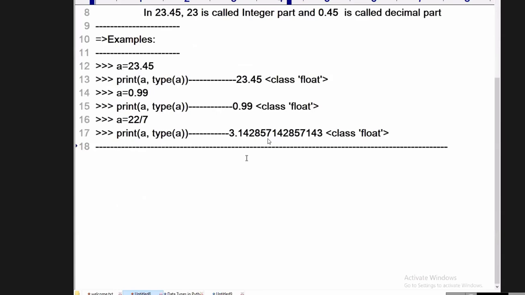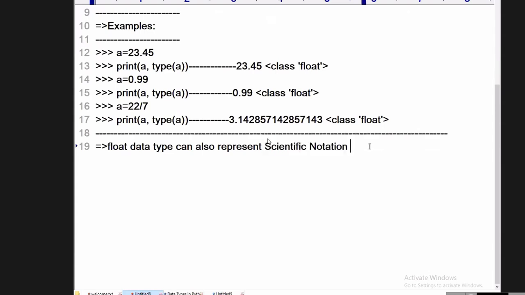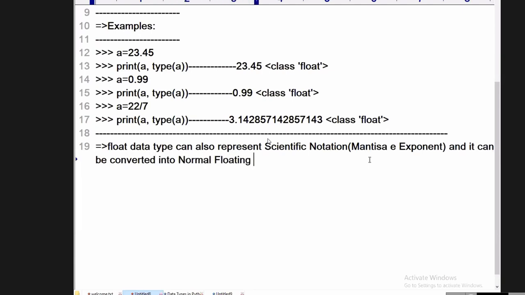Now I'm going to give you clarity on this area. The float data type can also represent scientific notation. Because at the data science level, you will come across the scientific notation format. Such a scientific notation format can easily be represented by using float. So I'm writing here, mantissa E exponent, and it can be converted into a normal floating point value.